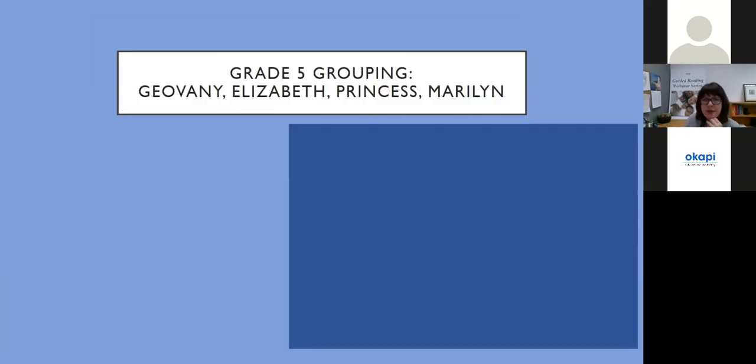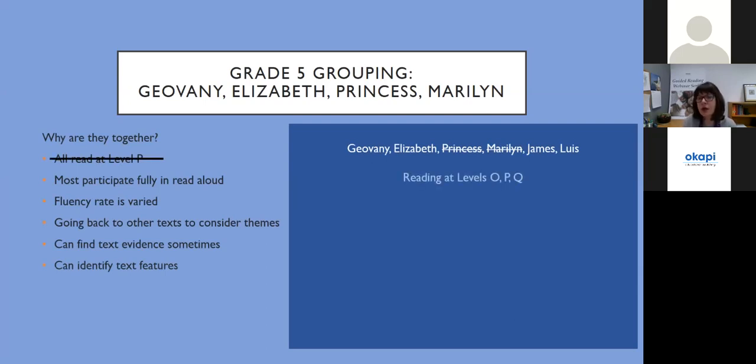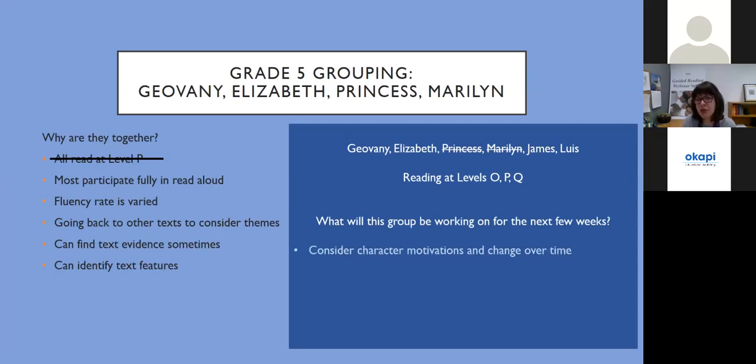We also met in our last session this group from grade 5, Giovanni, Elizabeth, Princess, and Marilyn, and I shared the story about how the teacher talked about these kids and realized that they actually were 2 different groups of kids, and so began to say Giovanni, Elizabeth, James, and Luis were going to be a group that worked together, who were reading across several different levels of text here. But they had some of the same things that the teacher was supporting, some of the same behaviors that were firm, but also some of the ones that she wanted to work on.